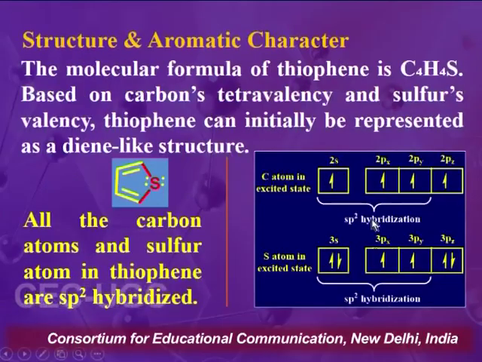You can see in this slide that there are 3 sp2 hybrid orbitals, and this orbital of carbon is unhybridized, which does not participate in the bonding. In a similar way, in sulfur atom, these 3 are sp2 hybrid orbitals, and this last 3pz orbital is unhybridized p orbital.